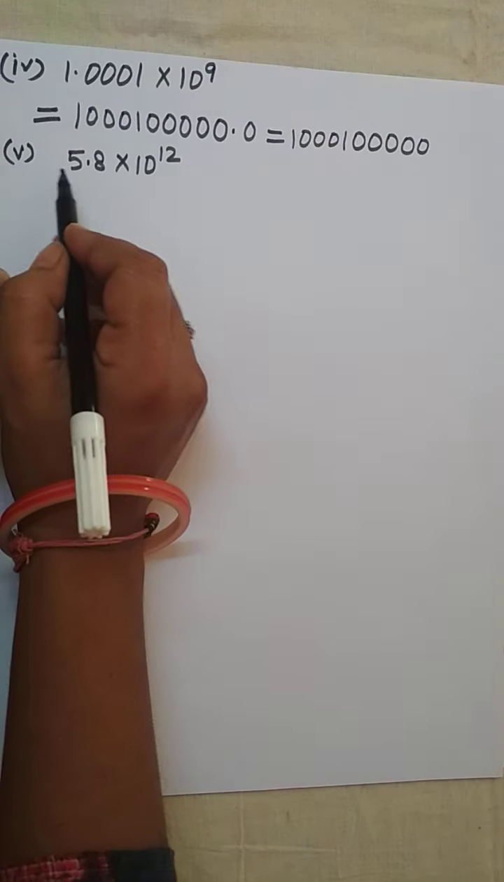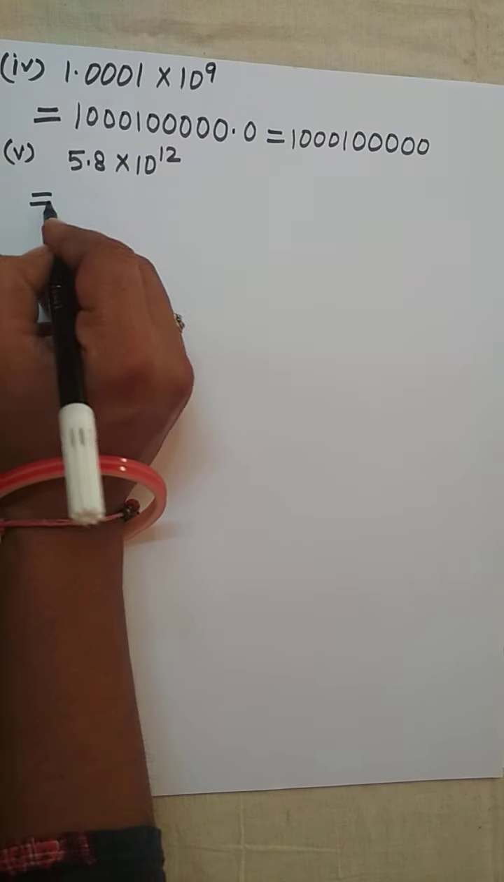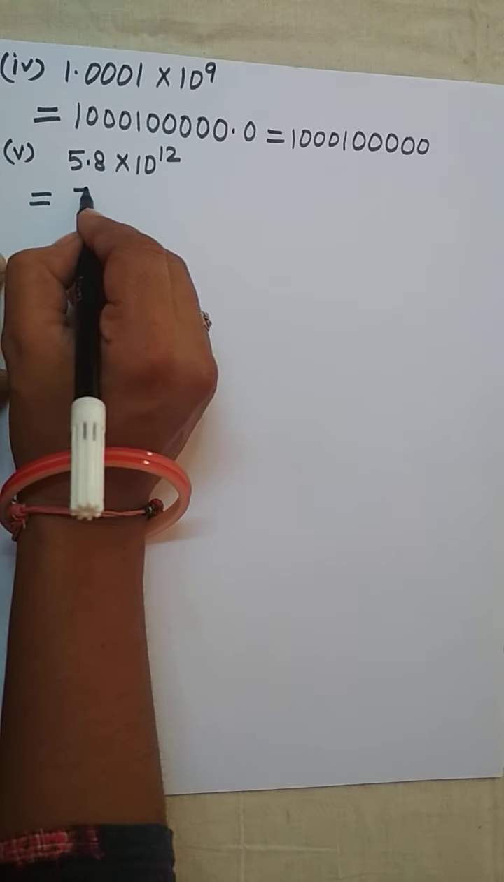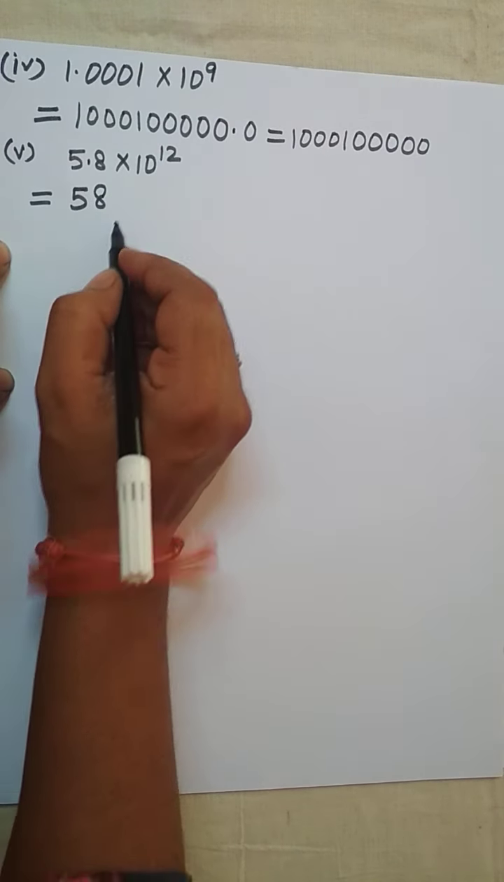Next part is 5.8 into 10 raised to power 12. Again the power is positive, so we will shift this decimal to the right side. So it can be written as 5, 8 and 11 zeros we will put here.